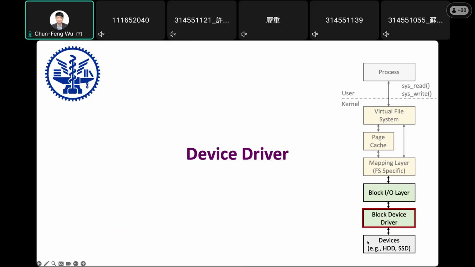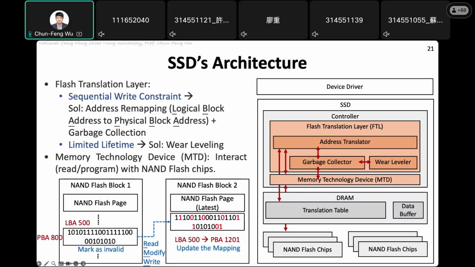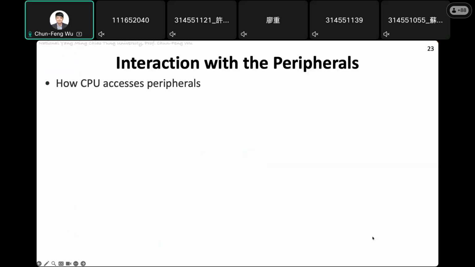So the next thing is the device driver. If you still remember here, we said outside the SSD, when your CPU is going to interact with the SSD, the CPU usually will run the device driver. So the device driver is also a part of the operating system. So here, actually, the yellow part and the green part all belong to the operating system. And the gray part is a device, okay?